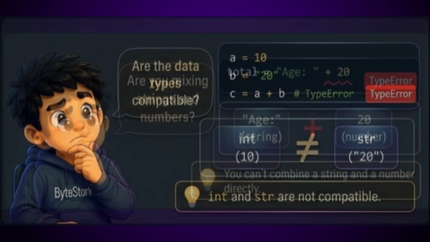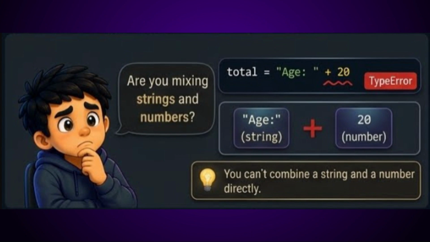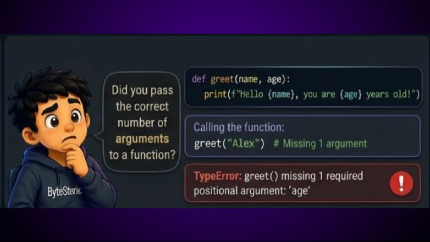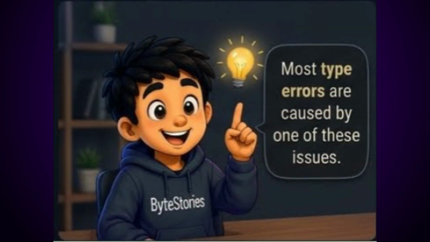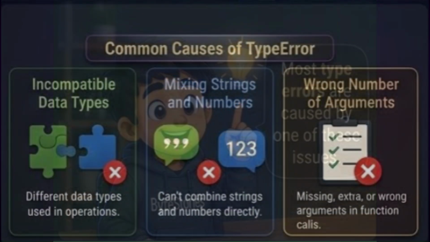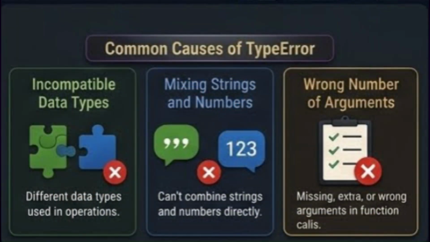Whenever you see type error, check these things. Are the data types compatible? Are you mixing strings and numbers? Did you pass the correct number of arguments to a function? Most type errors are caused by one of these issues.